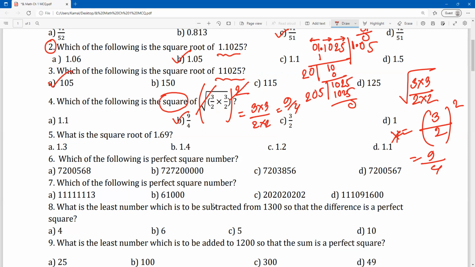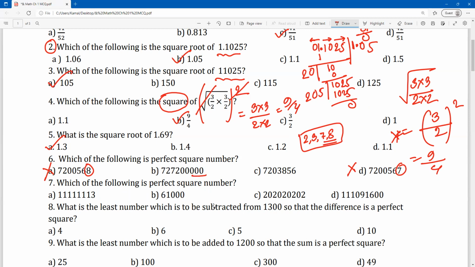So question number 5, as with the previous one, just find the square root of 1.69. This is 1.3. Which of the following is the perfect square number? In these questions, you have to know the shortcut technique for finding a perfect square number. We all know if the one's place digit is 2, 3, 7, 8, this number will not be a perfect square. Here the last digit is 8, so this is not a perfect square. Here the last digit is 7, so this is not a perfect square.